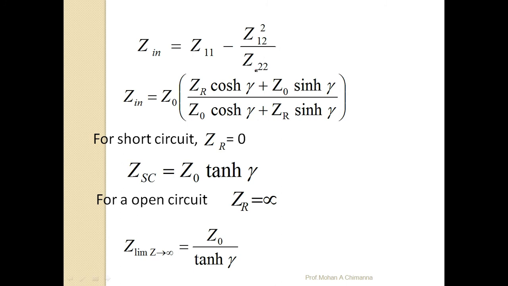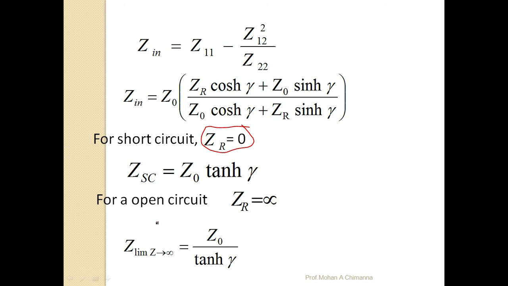Then we take Zin equal to Z11 minus Z12 square upon Z22, but we know that Zin is equal to Z0 times Zr cosh gamma plus Z0 sinh gamma, upon Z0 cosh gamma plus Zr sinh gamma. So for the short circuit, the output impedance Zr is equal to 0, because the output terminals of the network should be short circuited.